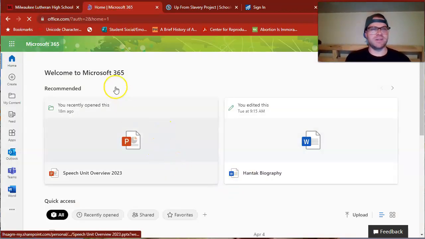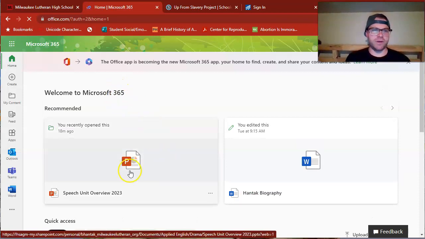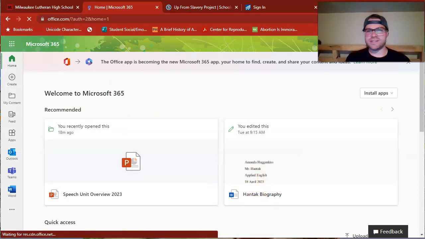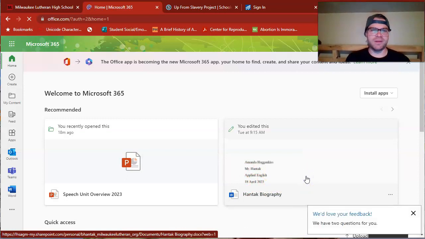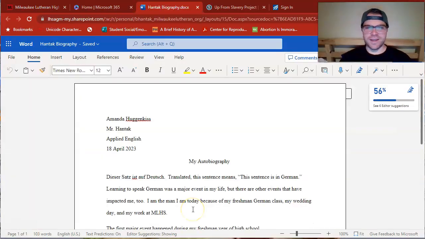And the way to do that is to log into your document itself. Whether it's a PowerPoint or a Word document, it doesn't matter. The process is the same. I'll just click on my Word document. And here it is. Sorry if there's a weird jump in the video. It took my computer forever.